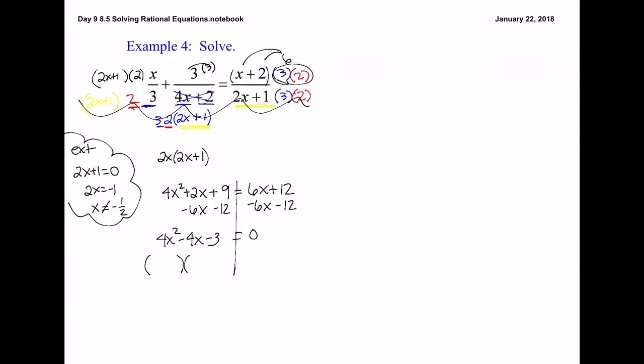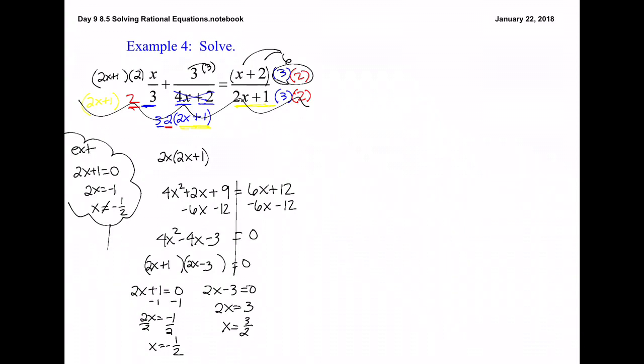I need to factor. Remember, if you're rusty at factoring, you can use the quadratic formula. But I have 2x plus 1, 2x minus 3 as my factors. I need to set each factor equal to 0 and solve. Inverse operation of negative 3 is adding it. Inverse of multiplying by 2 is dividing it. So x equals 3 halves. Subtract your 1. Divide by your 2. x equals negative 1 half.